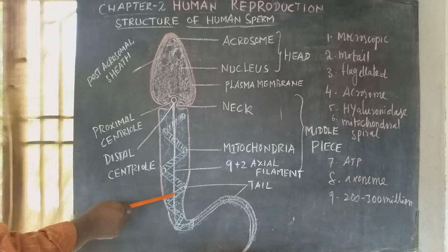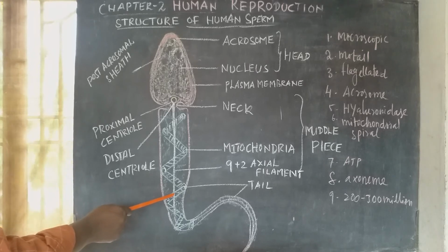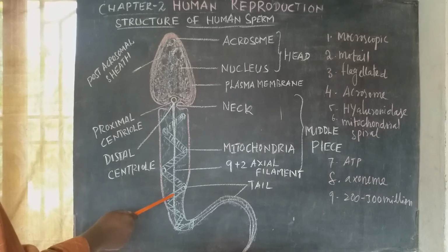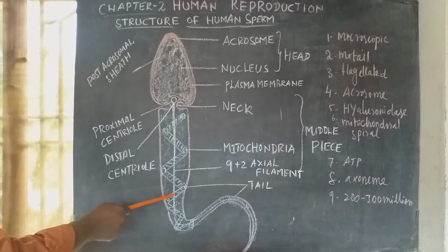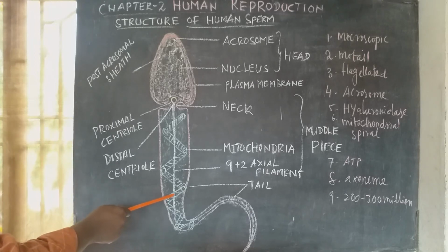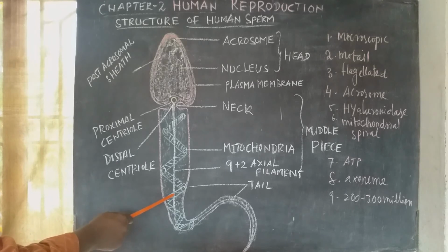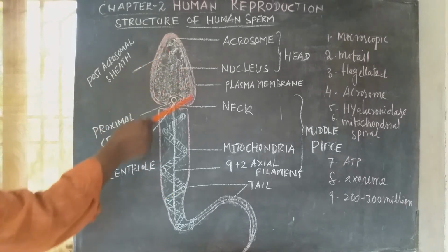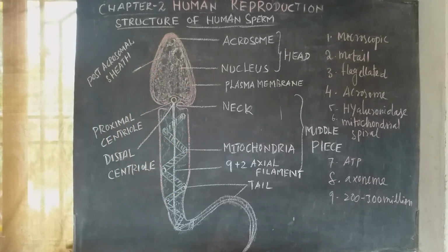It lashes the movements of the tail and pushes the sperm forward. The human male ejaculates about 200 to 300 million sperm in a single coitus, and around 60% of sperm must have normal shape, size and structure. At least 40% must show vigorous motility for normal fertility. This is the structure of human sperm. Thank you, students.